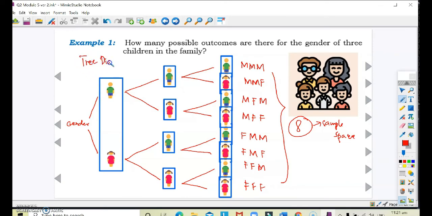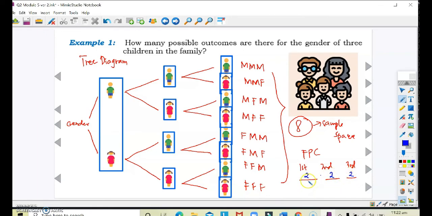But what if we are going to use the fundamental principles of counting, or the FPC? We can actually do it this way. We have the firstborn, secondborn, and the thirdborn, or the eldest, the middle, the youngest. We know that the gender of the firstborn could either be male or female. So there are 2 chances for the gender. Same as with the secondborn and the thirdborn. Therefore, every first child can be paired with the gender of the second child, and every gender of the second child can be paired with every gender of the third child.